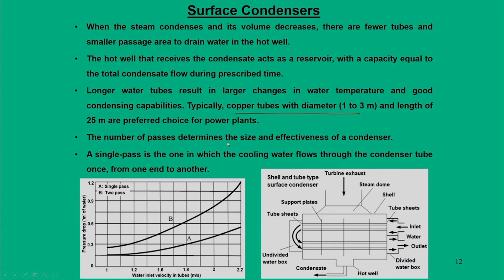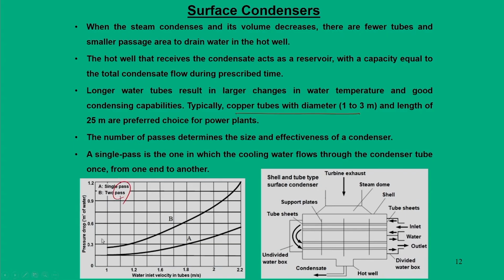Number of passes determines the size and effectiveness of the condenser. Enhanced heat transfer is possible if you allow the steam to move inside the condenser multiple times, and that is what we call a pass.